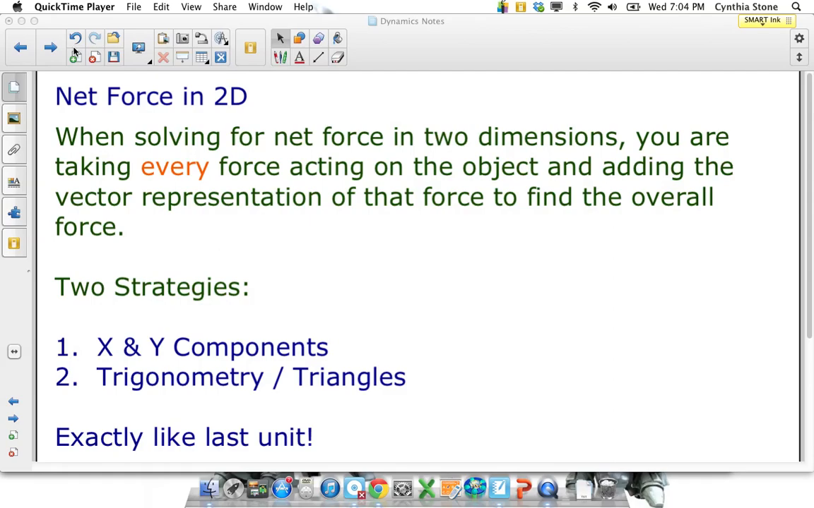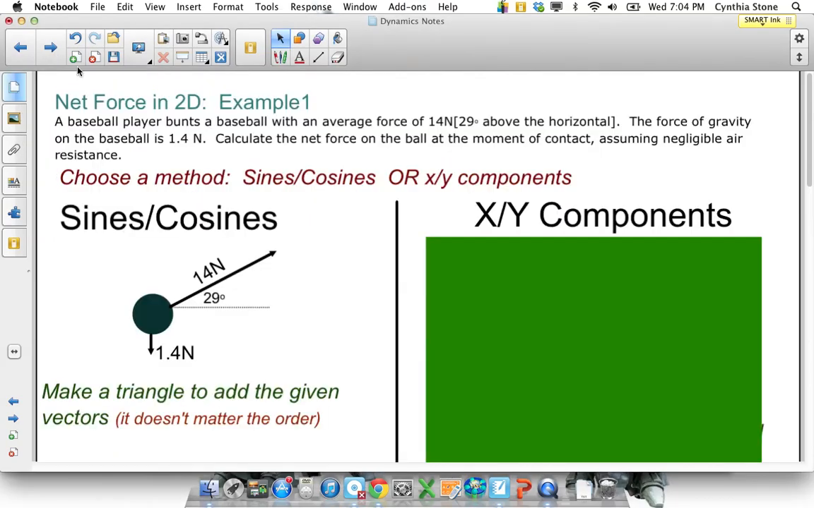strategies. Or I'm going to show you how to do at least a couple of them using both strategies. Here's our first example. I've got the Ex1 here, just before you've got this part written down. I'm going to show you how to solve it on the left side of the page using the sines and cosines method, the triangle method. And on the right side is the X and Y component method. And for the most part, you can pick which method you think is better.